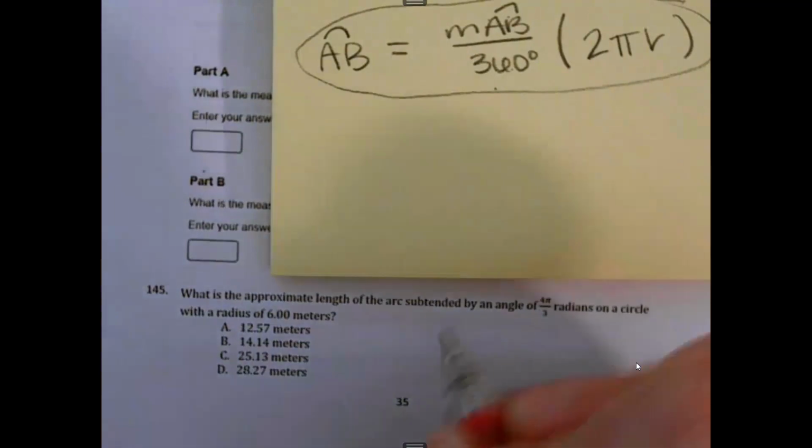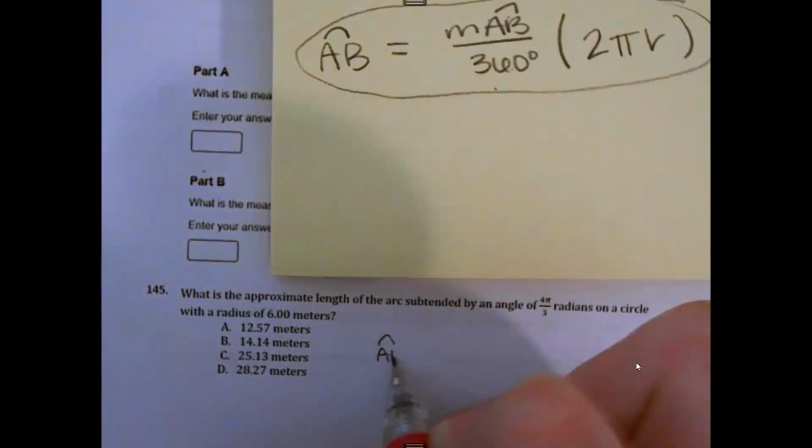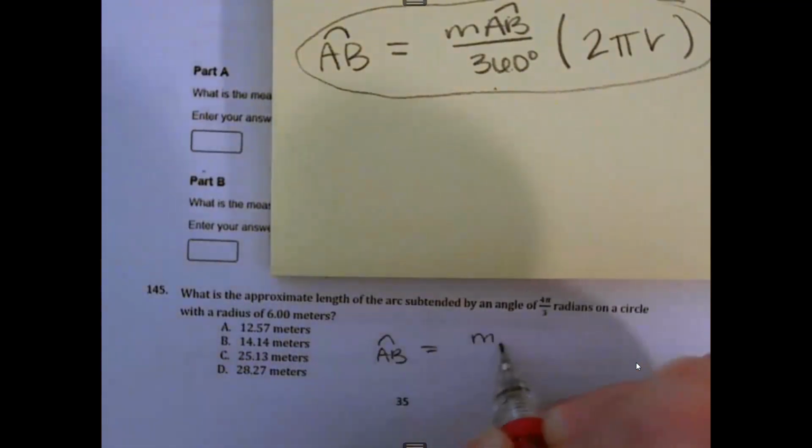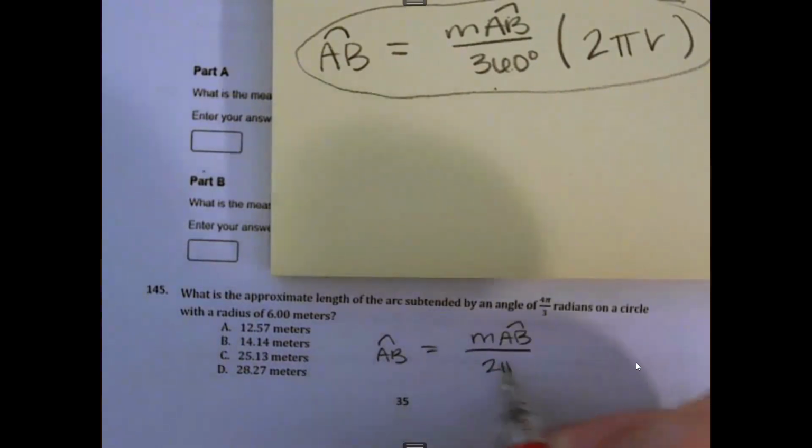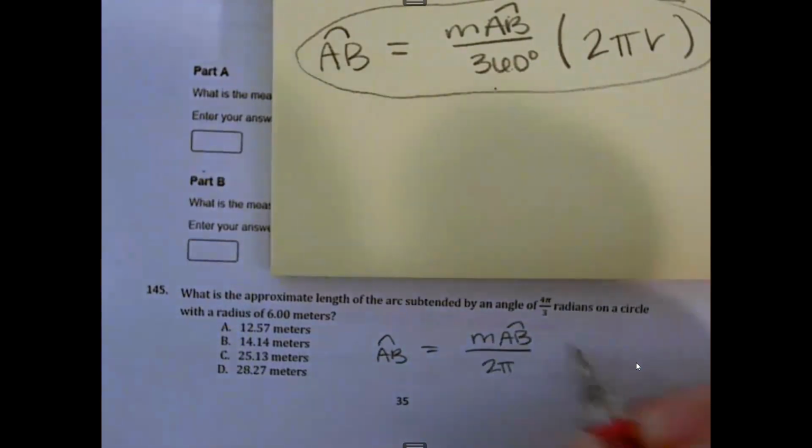So what we're going to do is write the arc length formula. I'm going to say the arc length equals the measure of the arc divided by a full circle, which is going to be 2 pi, because we're going to just do it in terms of radians so we can see how that goes, times 2 pi r.